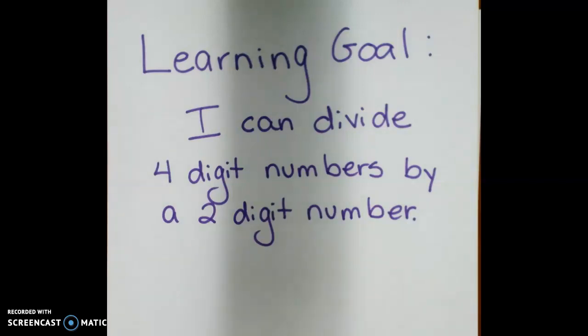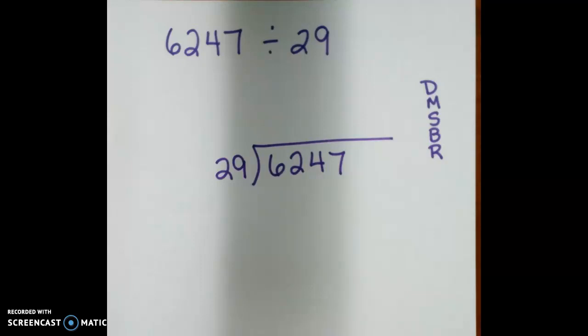So our learning goal for today is I can divide 4-digit numbers by 2-digit numbers. So we did 2-digit numbers, we did 3-digit numbers, and now we're doing 4-digit numbers. And we're going to divide them by a 2-digit number, and you can do it. I have faith in you. So our first problem is 6,247 divided by 29.